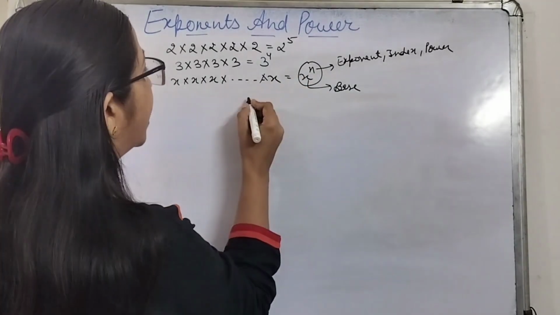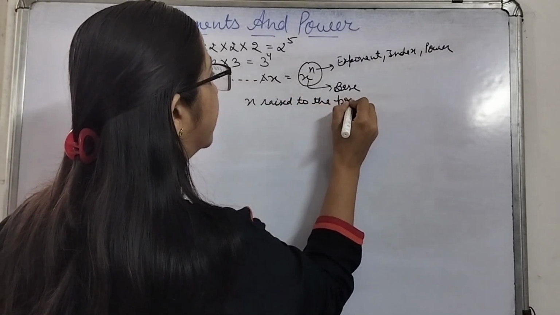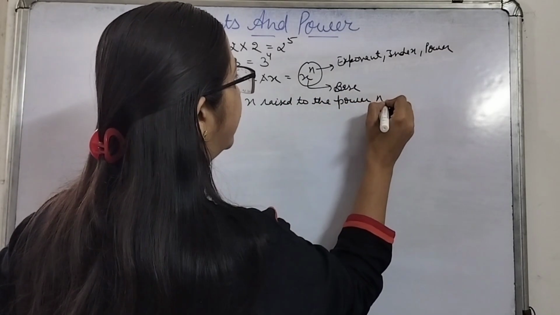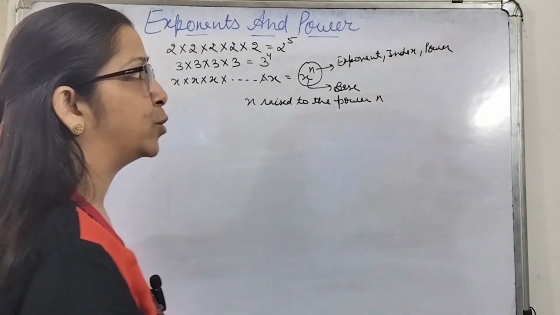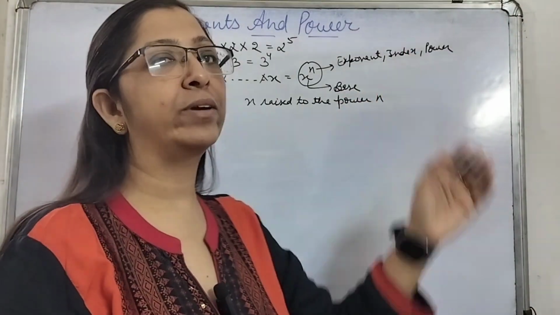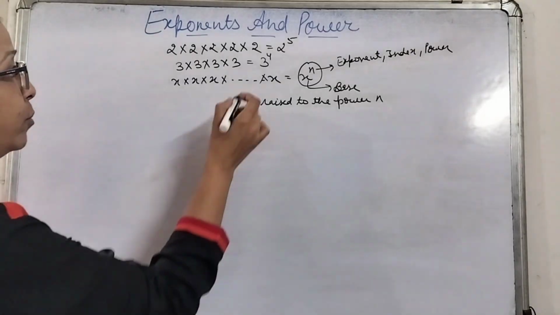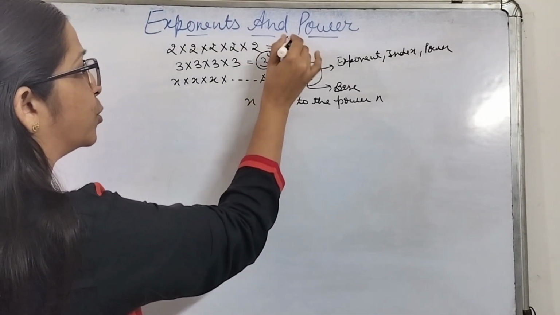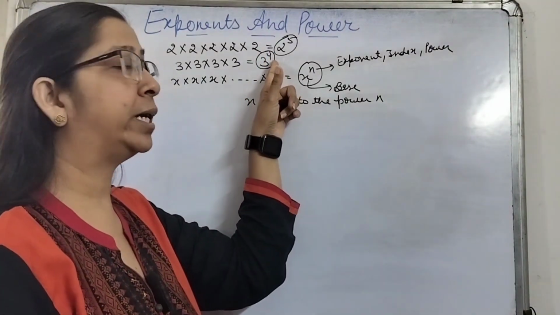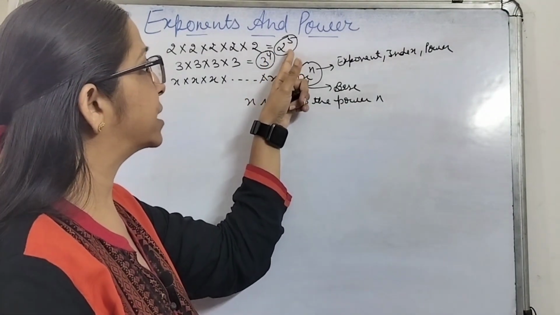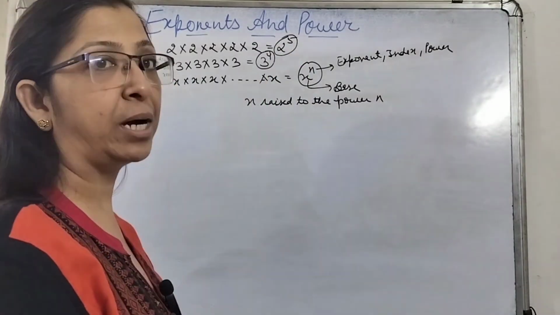This could be read as x raised to the power n, where x is the base and n is known as either the exponent, the index, or the power. So if we have to write this in the exponential form, here 3 is the base and 4 is the power or index or exponent. In this case, 2 is the base and 5 is the exponent or the index or the power.